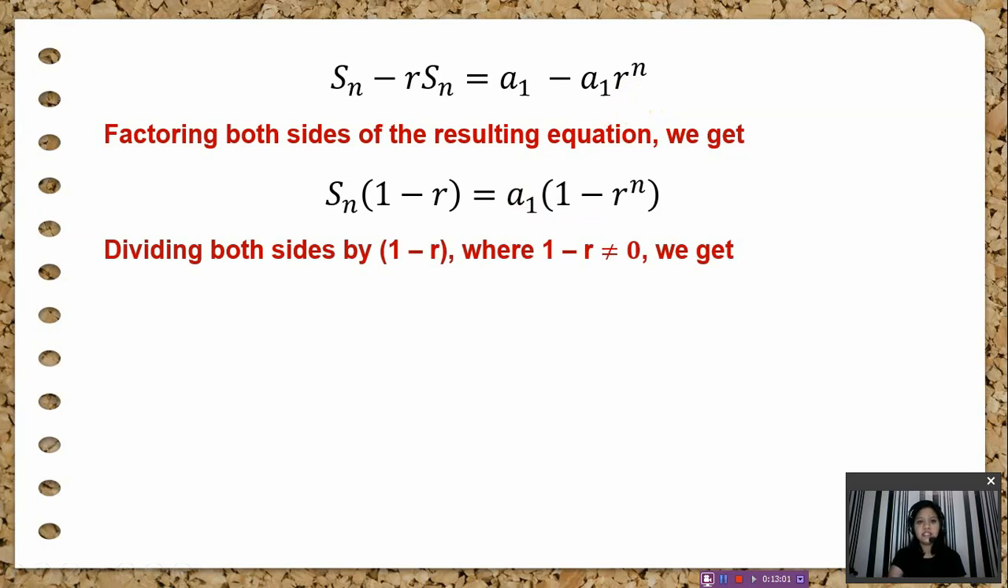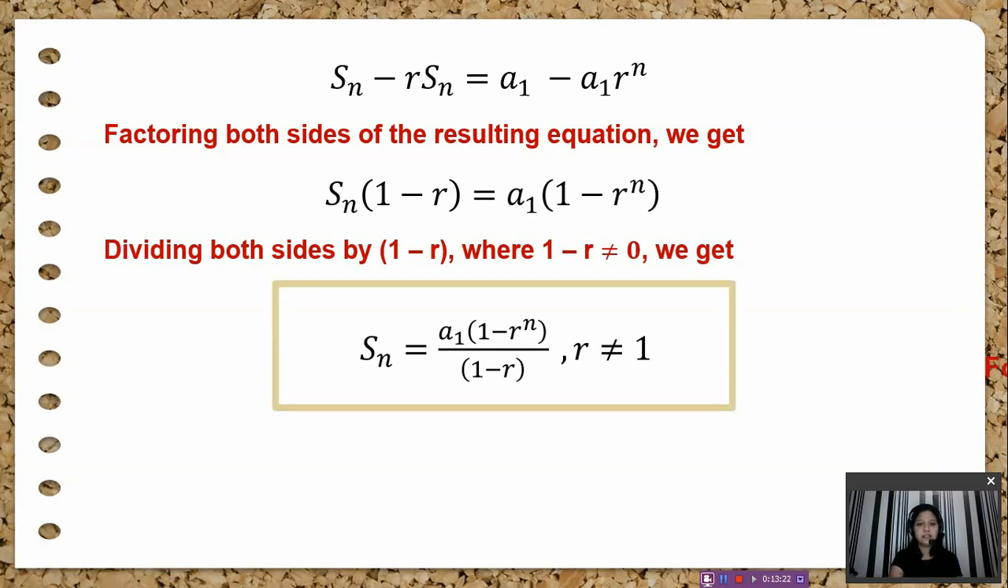Dividing both sides by 1 minus r, where 1 minus r should not be equal to 0, we would get S sub n is equal to a sub 1 times the quantity 1 minus r raised to n all over 1 minus r, where r should not be equal to 1. So that is our formula for the sum of a geometric sequence.